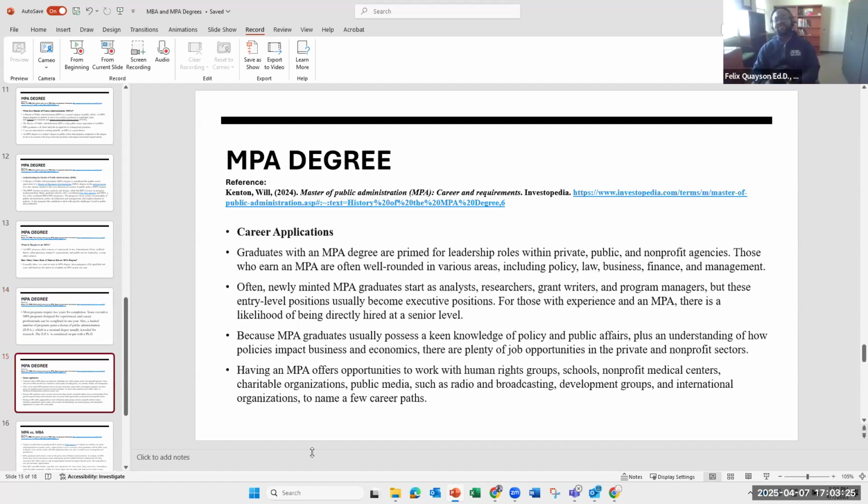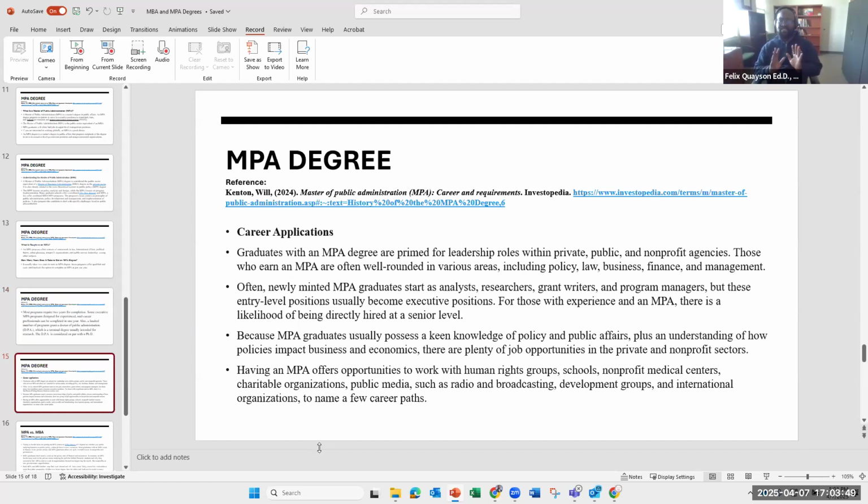Now, let's look into the career applications for MPA degrees. Graduates with an MPA degree are primed for leadership roles or managerial roles within private, public, and nonprofit agencies. Those who earn an MPA are often well-rounded in various areas, including policy, law, business, finance, and management.